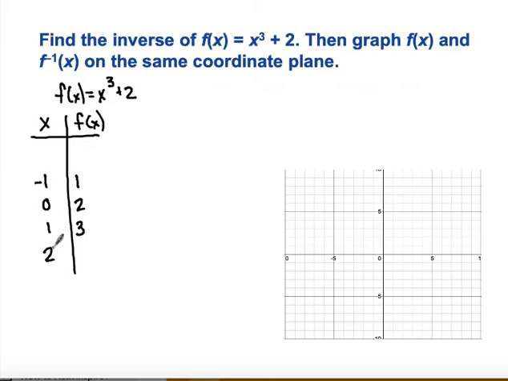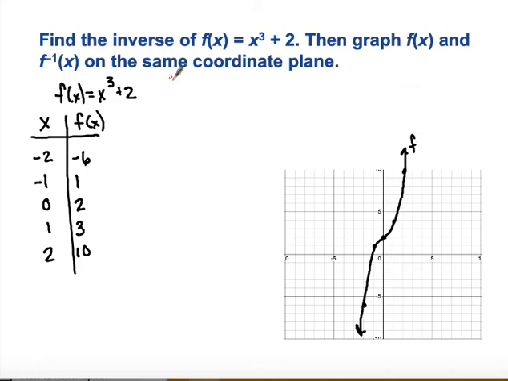I'll go out to 2. 2 cubed is 8 plus 2 is 10, and negative 2 cubed is negative 8 plus 2 is negative 6. So if I graph that original function, 0, 2, 1, 3, 2 is going to go all the way up to 10, and then negative 1 is going to go to positive 1, and negative 2 is going to go down to negative 6. So here's my original cubic function. When I graph this, we're going to call this f.